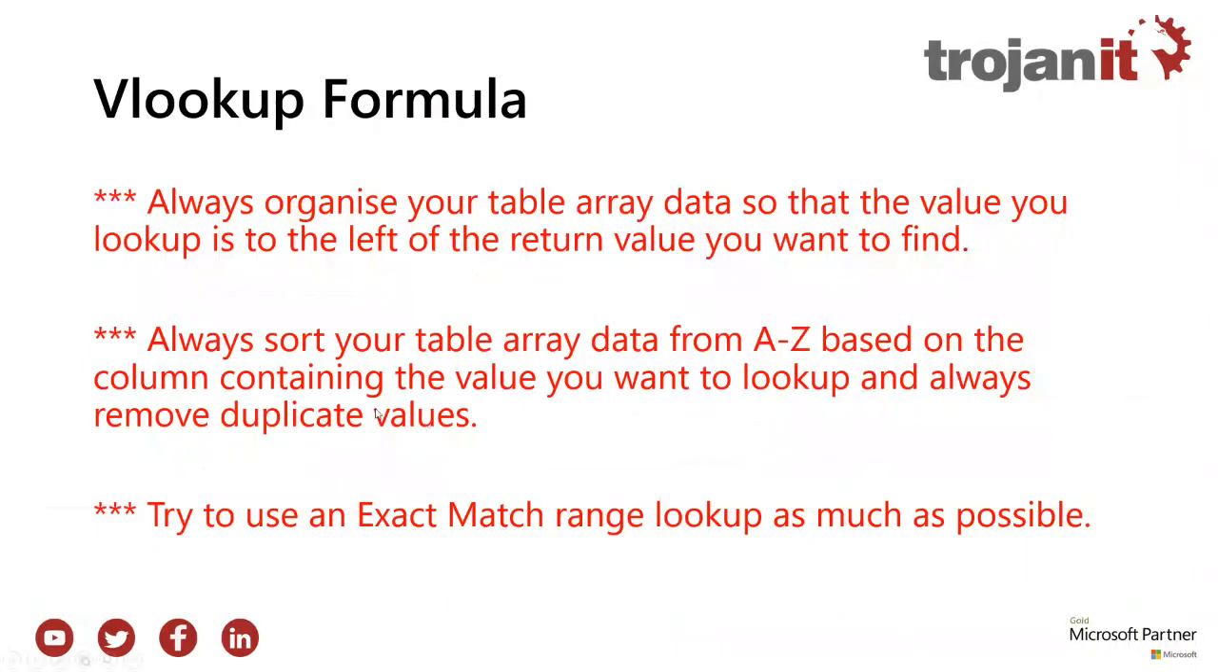You should always try to remove duplicate values in your table array. So if you had the same company in twice and one of them was active and one of them was inactive, Excel wouldn't actually know which value to return. So it'll always just return the first value that it finds, but that might not be the right one. So you just need to make sure your table array has only unique lookup values. And as I said before, I always recommend using an exact match.